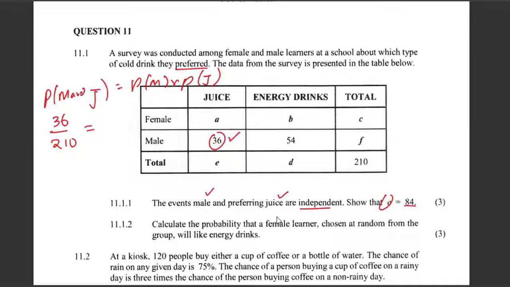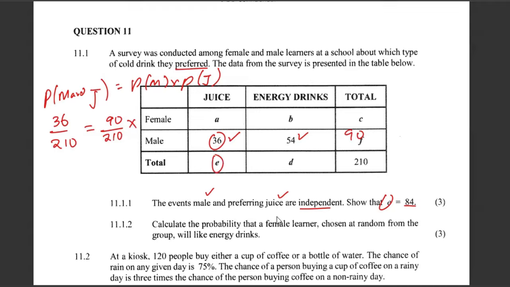So 36 over the 210 is equivalent to how many males do we have? We know that 36 plus 54 gives us 90. That's going to be 90 over 210 times how many people enjoy juice? Do we know the numbers? The answer is not really. Okay, so we're not sure of the numbers.